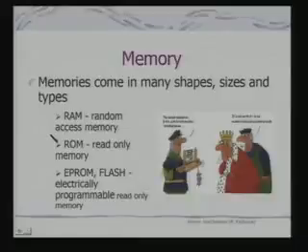Basically, we have this broad categorization: RAM, random access memory; ROM, read-only memory; EEPROM or flash, electrically programmable read-only memory. But it is interesting to note that ROM as well as EEPROM and flash enable random access. That means you can access any location in the memory and you do not access them serially or sequentially.